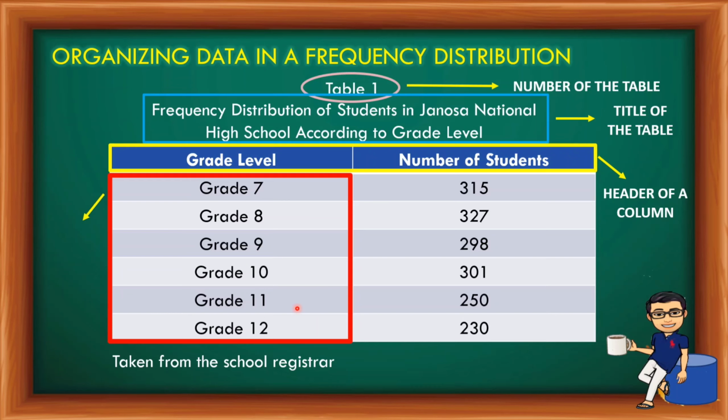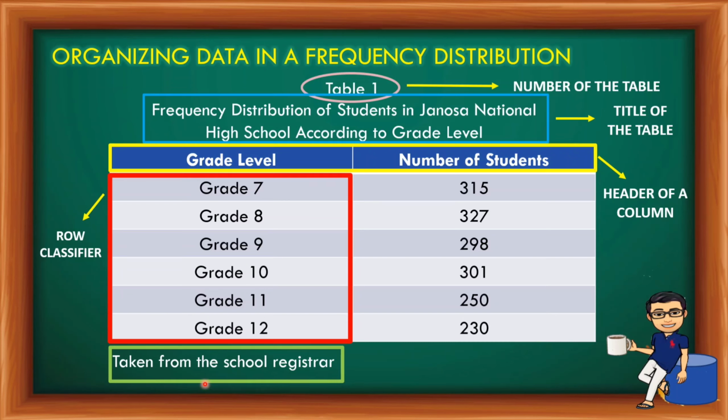Then, ayan, kulay red. Yan naman yung tinatawag natin na row classifier. So, yung classification niya ay grade 7, grade 8, grade 9, grade 10, grade 11, grade 12. That's according to categories. So, minsan kasi, according to classes yan. So, magbibigay rin tayo ng example according to classes. Siyempre, yung nasa baba, taken from the school registrar.